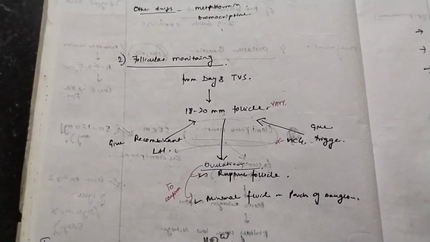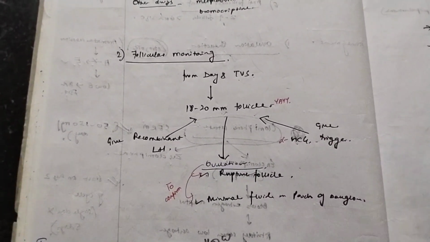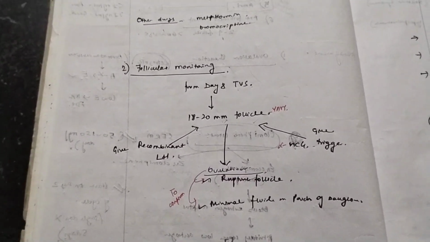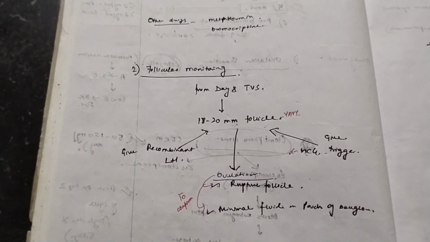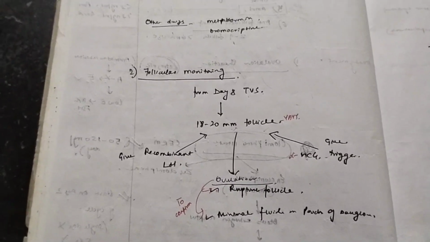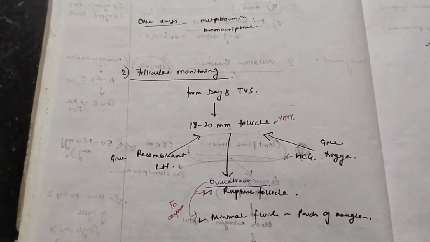So this is how you will manage a case of infertility in a woman due to ovarian causes. In the next video, we will study about the tubal manifestations or the tubal problems and how to deal with those that lead to infertility in women.